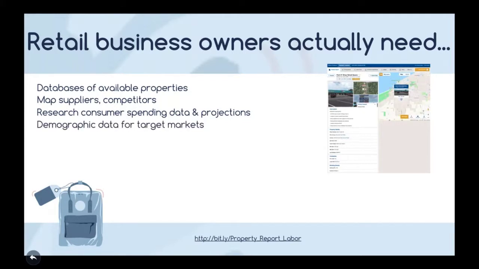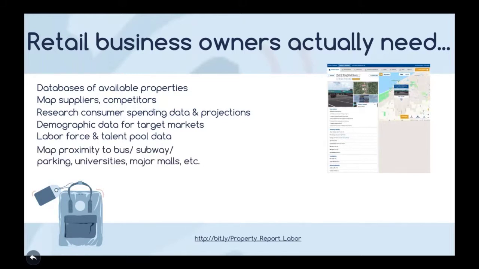You want to know demographic data for target markets. You want to have labor force and talent pool data so you know where you're going to be drawing from in order to staff your retail location. You certainly want to be able to map the proximity of any location to bus or subway stops. You want to know what parking exists, universities, major malls, hospitals, etc.